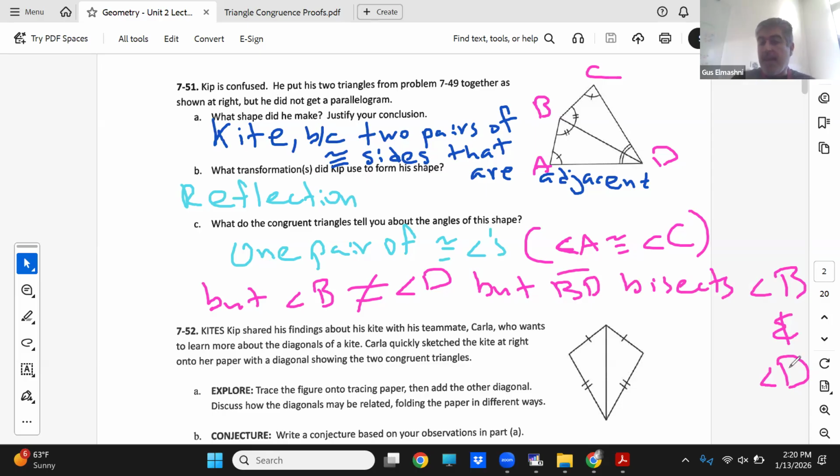So again, you get a kite if you reflect the triangle along one of the sides. And you get just one pair of congruent angles. Angle A is congruent to angle C. B and D are not, but the diagonal BD bisects angles B and D. Cool. Good. All right, let's keep going.